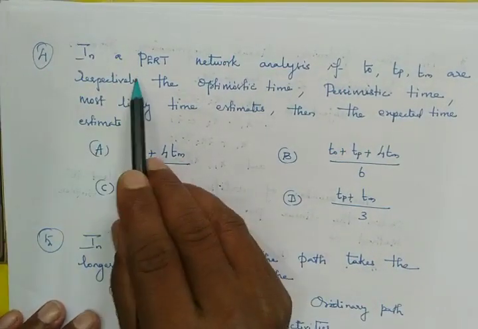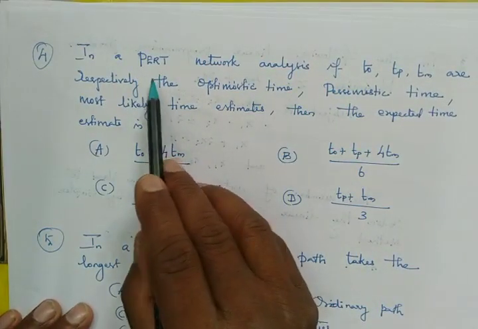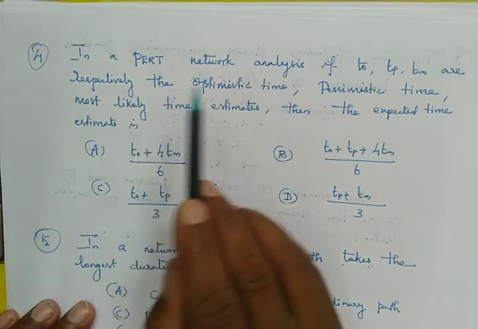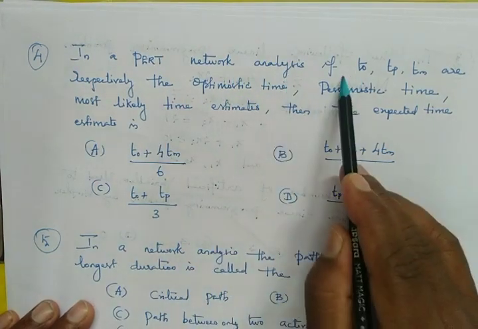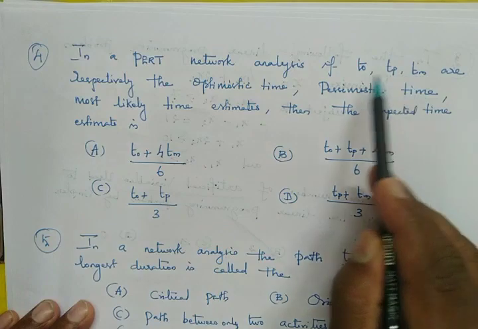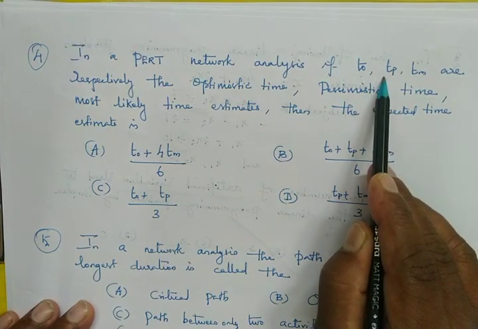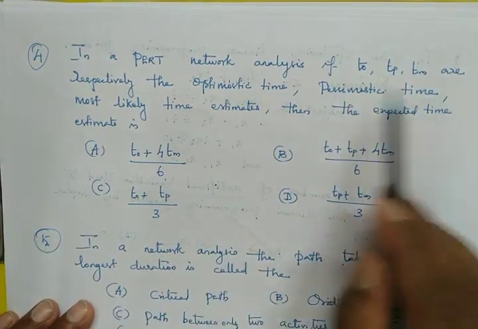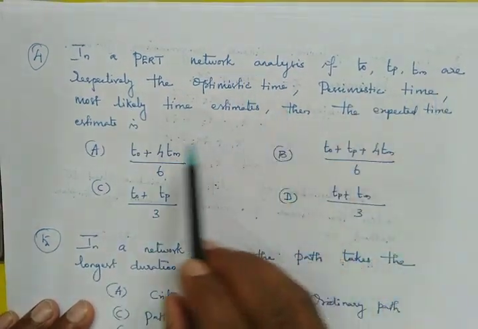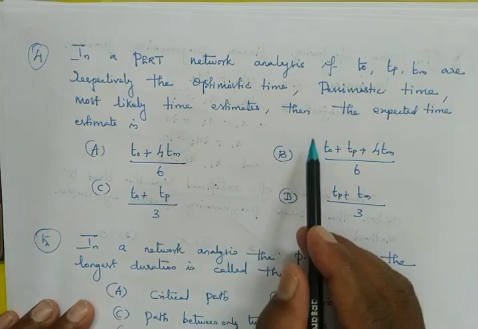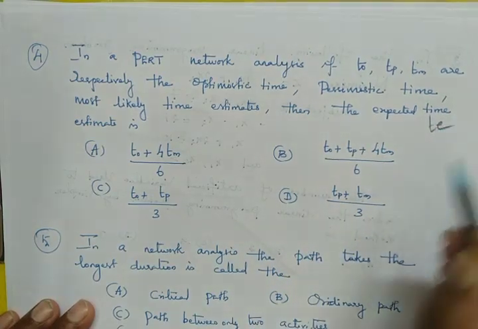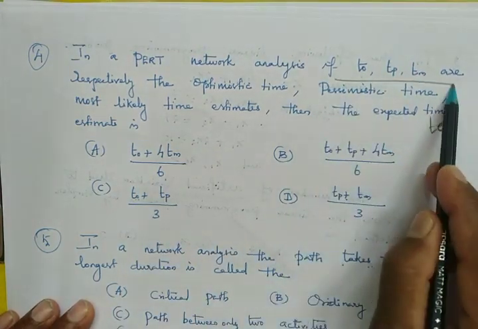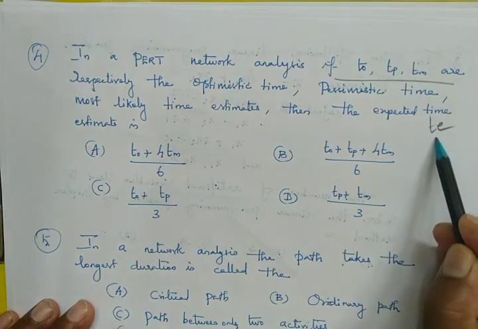And in PERT, Program Evaluation Review Technique network analysis, there are TP, TO, TM: the pessimistic time, optimistic time, and most likely time. In PERT they give the timing in three formats: pessimistic, optimistic and most likely. By using these only, you find the expected time, called TE. Now here they have given the three timings, and by using these three timings you find the expected time.